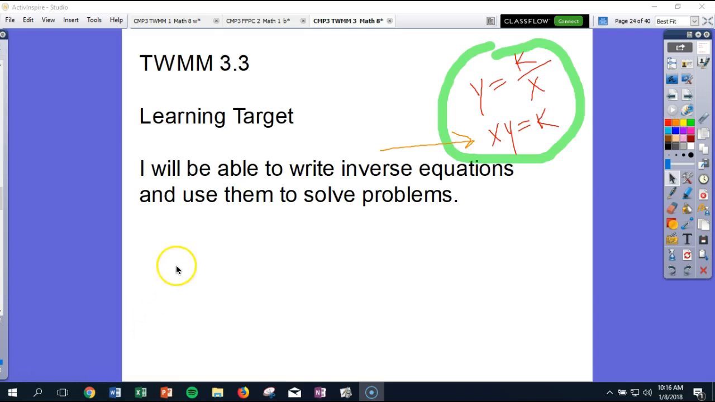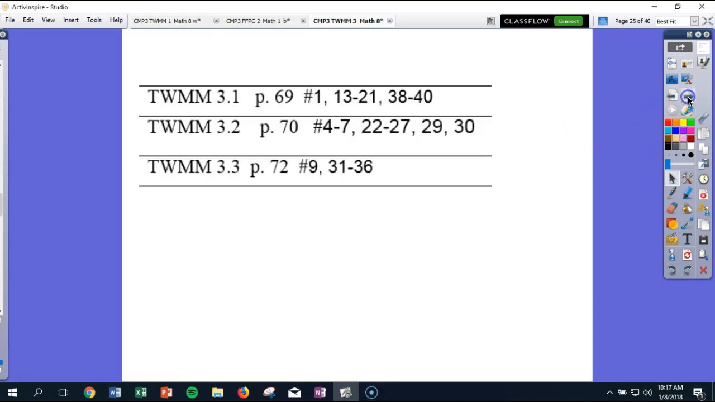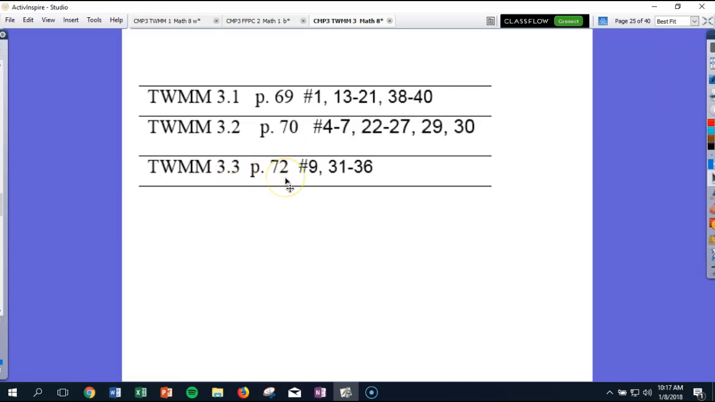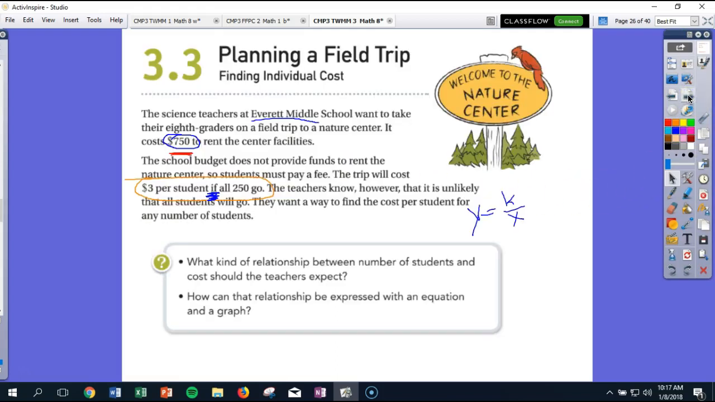Learning target today is we want to be able to write inverse equations and use them to solve problems. So remember, our inverse equations are going to take the format of y equals k, our constant, divided by x, or the format of x times y equals our constant. Our ACEs today begin on page 72, numbers 9, 31 through 36.